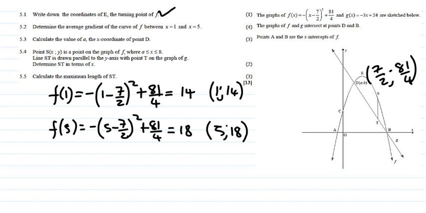Don't even think of first principles, you don't have to worry about it. It's literally the gradient between those 2 points. Just use the normal gradient formula, change in y over change in x. So the average gradient m_avg is just, if I take that as my first point, 14 minus 18 over 1 minus what? 5. Remember, it's very important to be consistent in your substitution here.